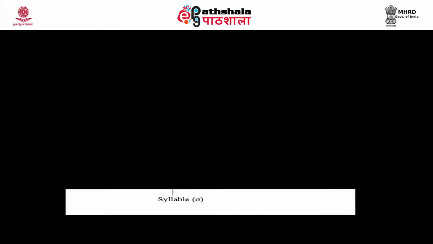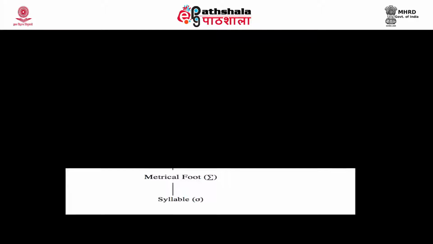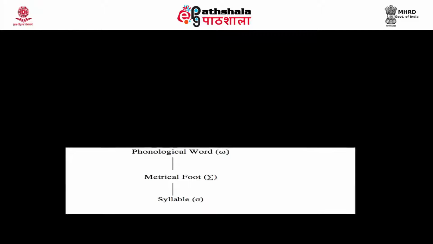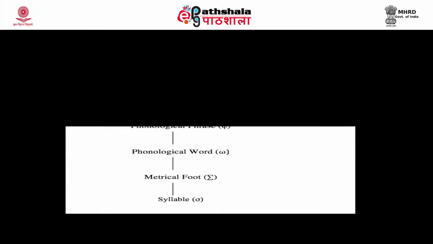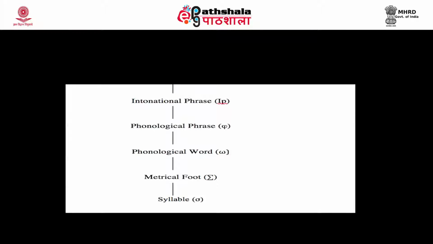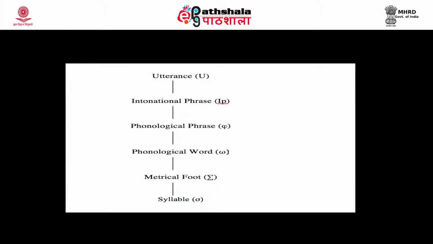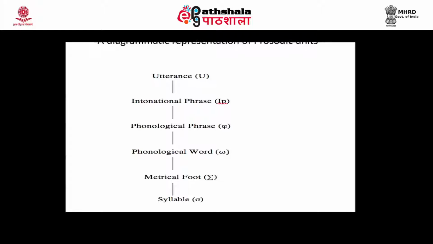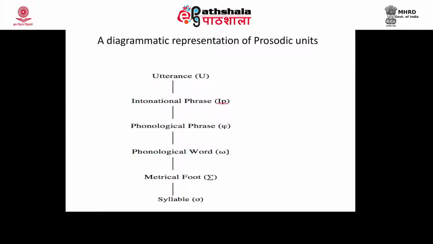Now we take a look at the diagrammatic representation of prosodic units. As you see on the screen, we have the lowest level syllable, then metrical foot, phonological word, phonological phrase, intonational phrase, and utterance. There may be some other entities which are proposed by some phonologists, such as the clitic group, which is between the phrase and the word, and then the mora, which is below the syllable. But by and large, the ones you see on the screen are the ones which are largely represented.